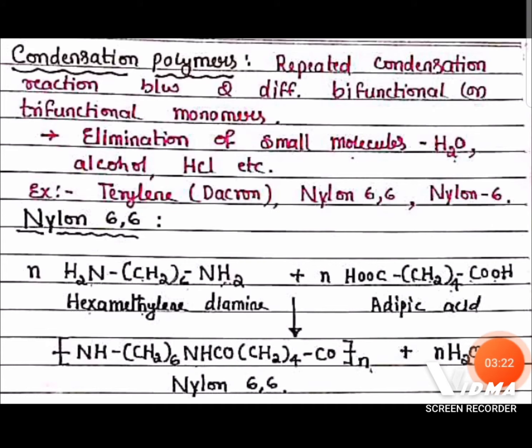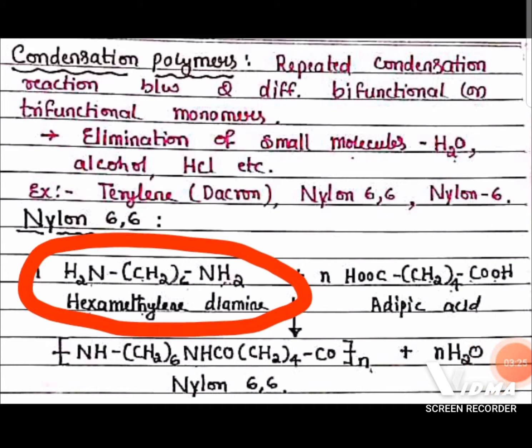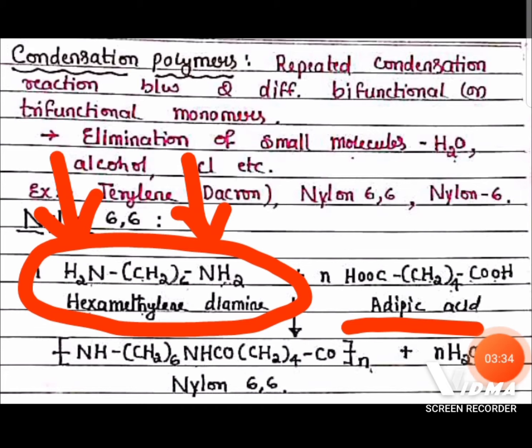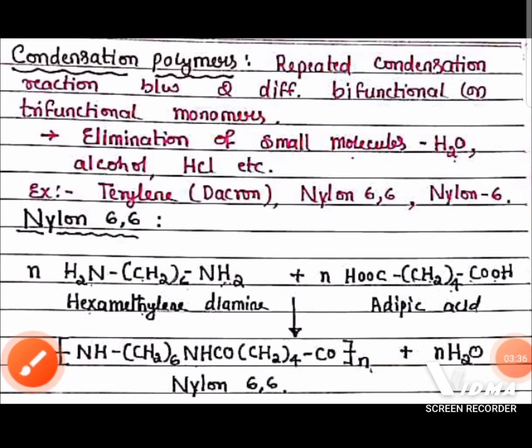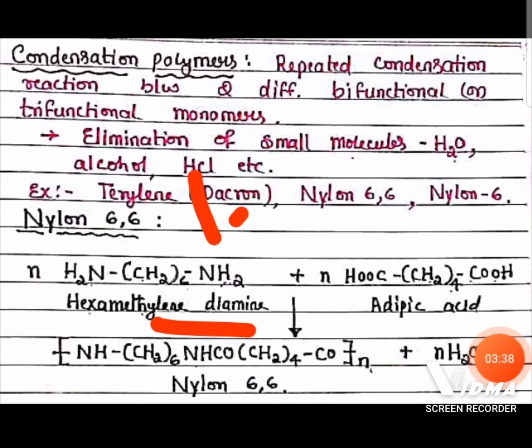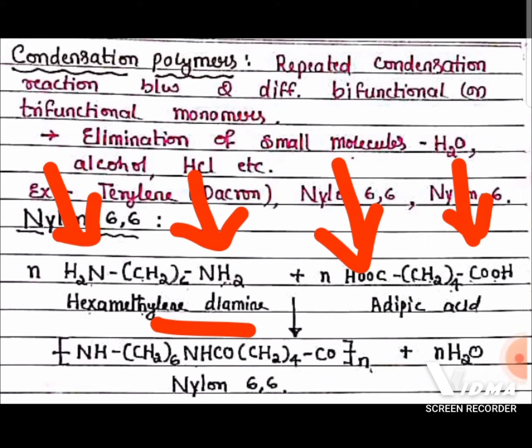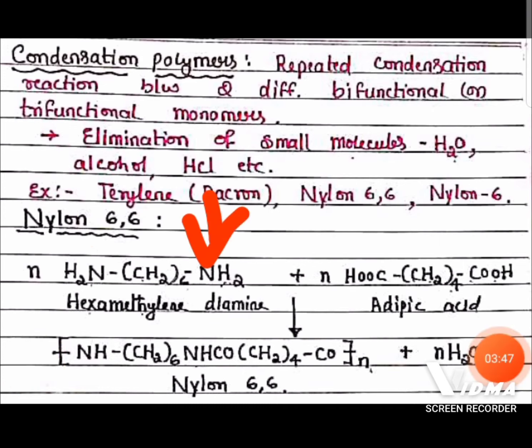In nylon 6,6, the monomers are hexamethylene diamine, which is a bifunctional monomer, and adipic acid, which is also a bifunctional monomer. In hexamethylene diamine we can find two amino groups, and in adipic acid we can find two carboxylic groups. So the amino group of one monomer and the carboxylic group of another monomer undergo condensation, during which there is a release of a water molecule and a formation of an amide bond to form the polymer called nylon 6,6.